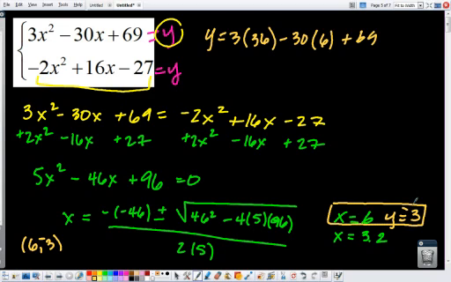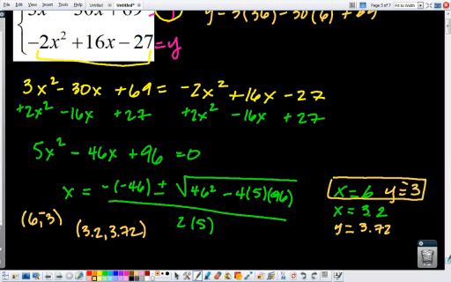And when I do that, I get y equaling 3.72 positive. So my points of intersection are (3.2, 3.72) and (6, -3). So let me show you the graph of this.